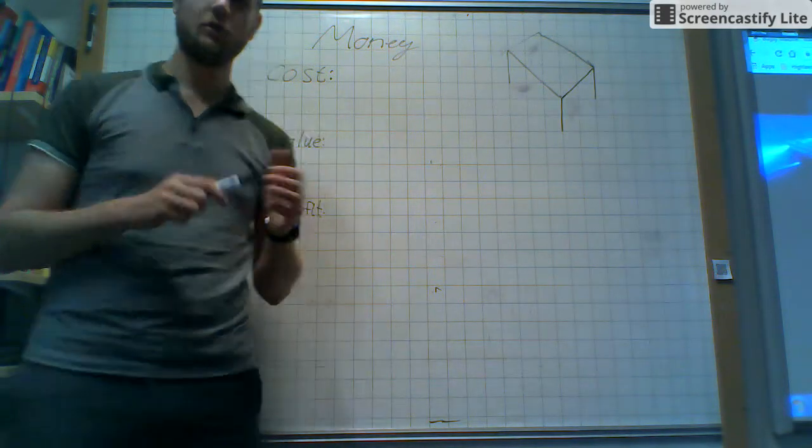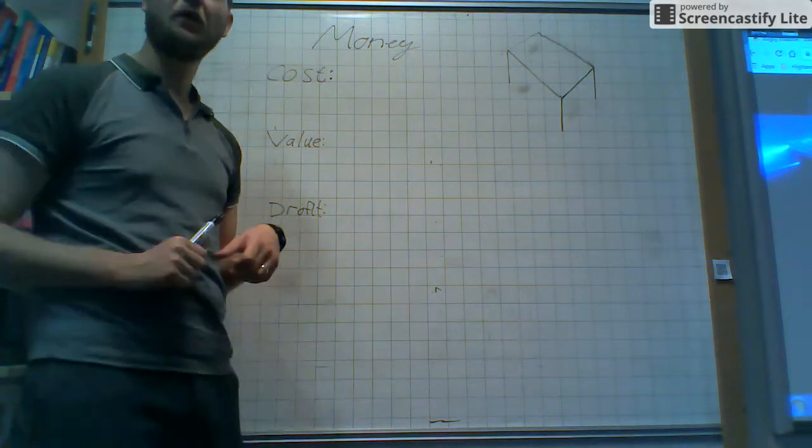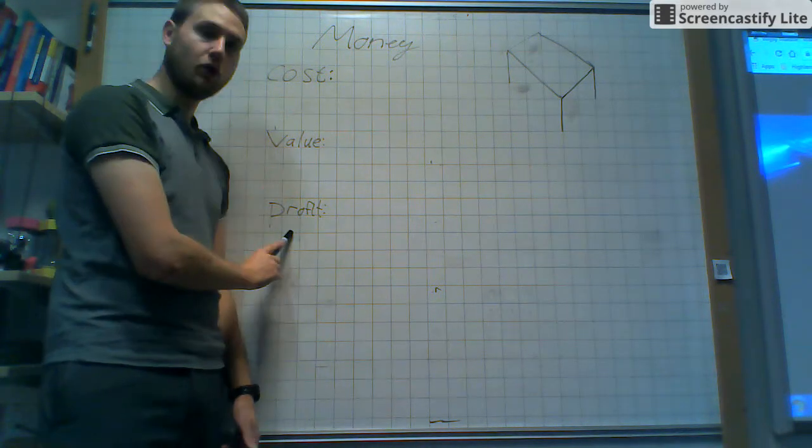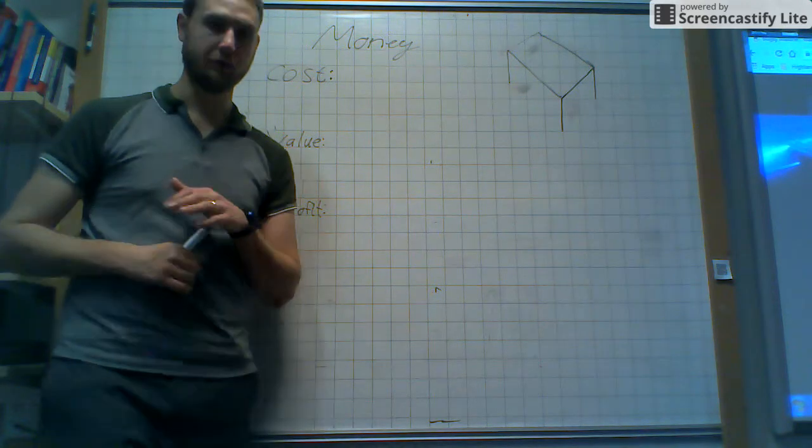And welcome. Today we're going to talk about money. We're going to talk about three different aspects of money. We're going to talk about cost, value, and profit. These three things are very important when we talk about money.